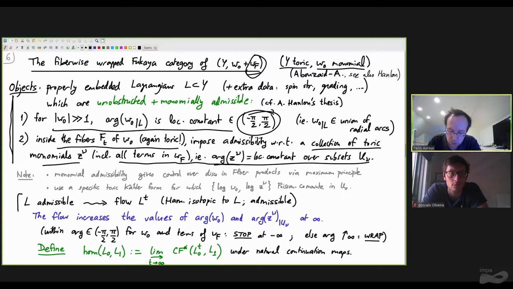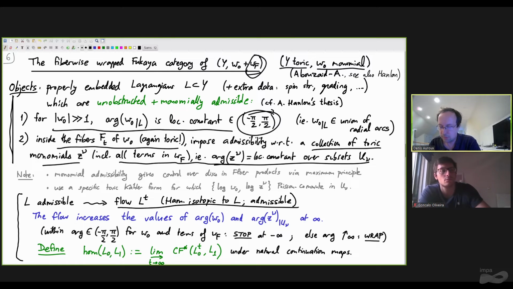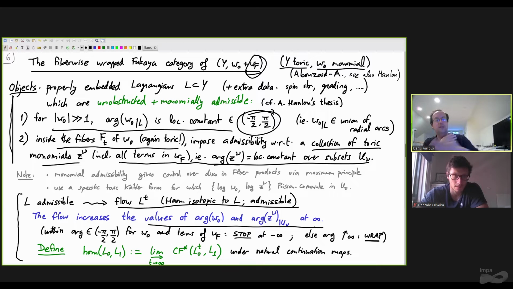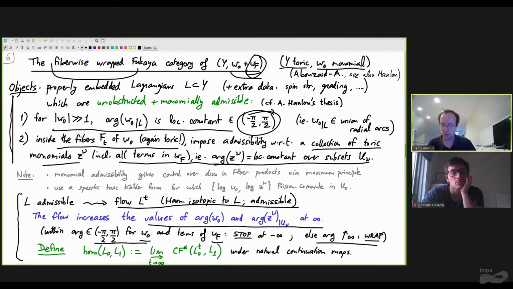All right. So now you can take a flow on a Lagrangian by a Hamiltonian isotopy, preserving admissibility, which increases the values of the arguments. So basically you rotate all of these monomials at infinity without crossing pi for the terms that appear in W, and for any remaining terms that you can actually push around, you will allow wrapping at infinity. So this is why I'm calling this fiber-wise wrapped. The directions in which there is no term in W are allowed to rotate around and around.